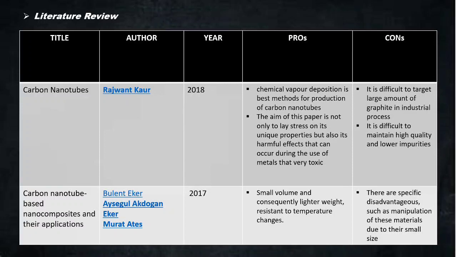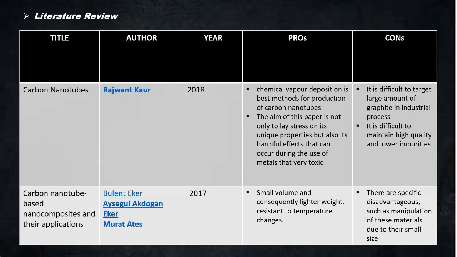In this literature review, we cover title, author, year, pros and cons. Carbon nanotubes is the first title and the author is Rajwant Kaur. It was published in 2018. Its advantage is that chemical vapor deposition is the best method for production of carbon nanotubes. The aim of this paper is not only to lay stress on its unique properties but also its harmful effects that can occur during the use of metals that are very toxic. Its negatives are that it is difficult to target a large amount of graphite in the industrial process, and it is difficult to maintain high quality and lower impurities.